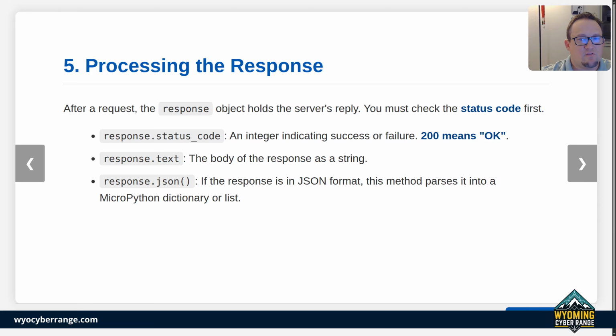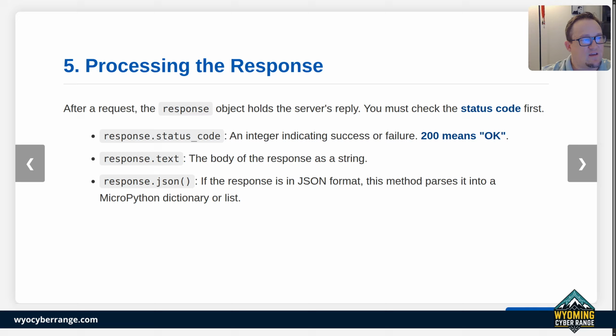The first and most important thing is to check the status code. A status code of 200 means everything was successful. If it's something else, like 404, not found, we know there's a problem. If the request was successful, then we can access the data by using response.text. This is going to give us the raw text, and if the data comes in a JSON format, we can even do a response.json.